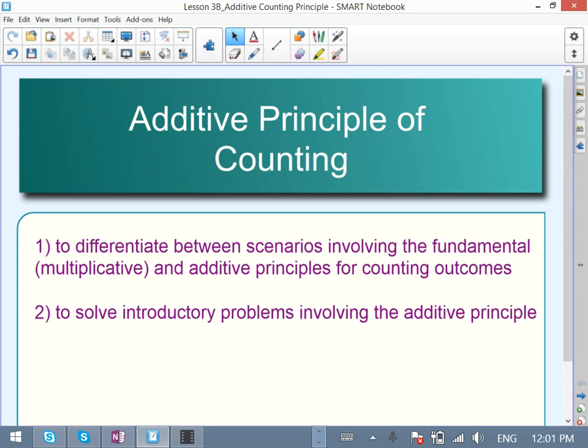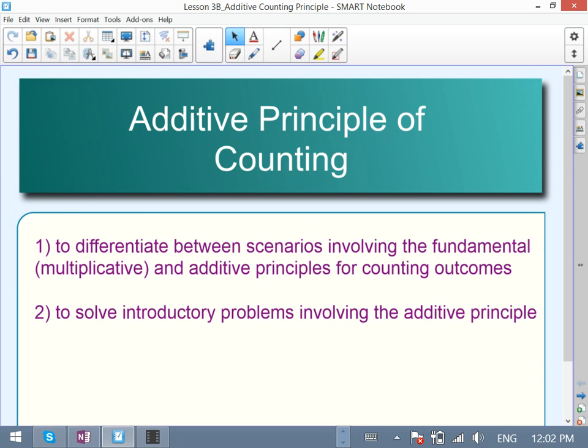So the goals for your viewing today: by the end of the video, I want you to be able to differentiate between various scenarios where you're choosing between what we call the multiplicative or fundamental counting principle and the additive principle. In fact, to be more efficient, I've chosen a problem that actually combines the two. Through that study, we can focus on the elements that differentiate them as well. Then we'll solve introductory problems involving this principle.